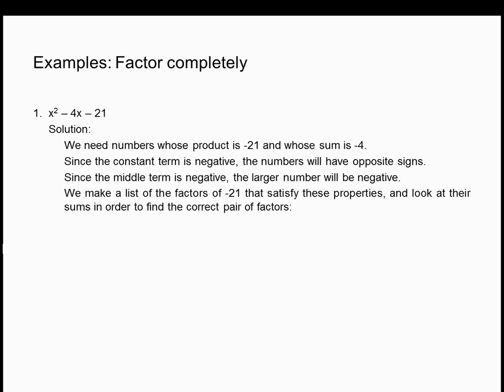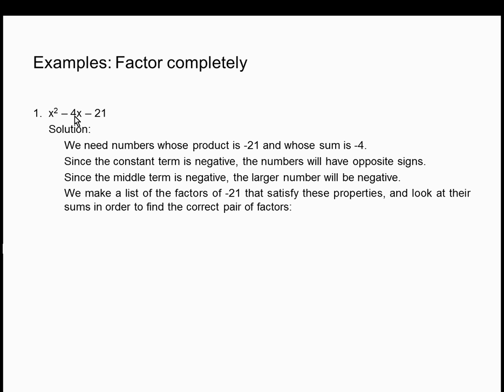Okay, first one. I've got x squared minus 4x minus 21. If we run through our little hints and suggestions, we need numbers whose product is negative 21 and whose sum is negative 4. Since the constant term is negative, minus 21, the numbers will have opposite signs. The middle term is negative, so the larger number will be negative.